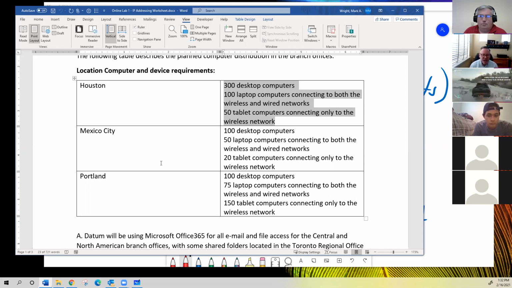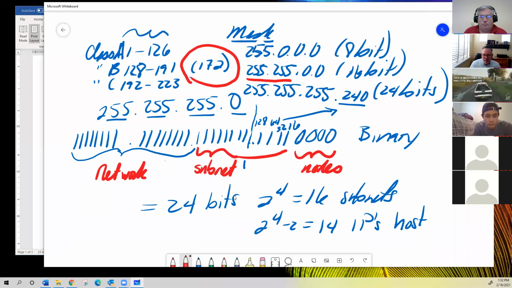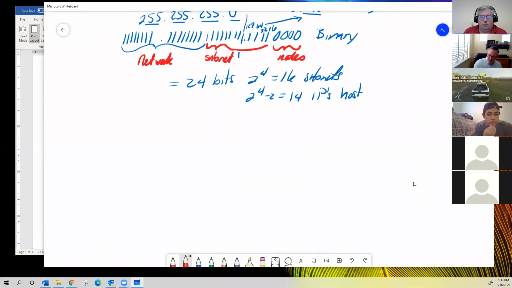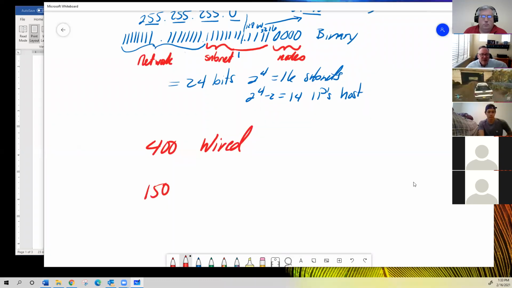And that's all we're dealing with. We're not going to deal with printers. We're not going to deal with other things that we would need IP addresses for, right? Which normally we would, but we're just simplifying it. Just talking about desktops, laptops, and tablets. Okay. So if we break that down then, let's take Houston. All right, Matt, here we go. We're going to take Houston and we're going to say 400 for wired and 150 for wireless.